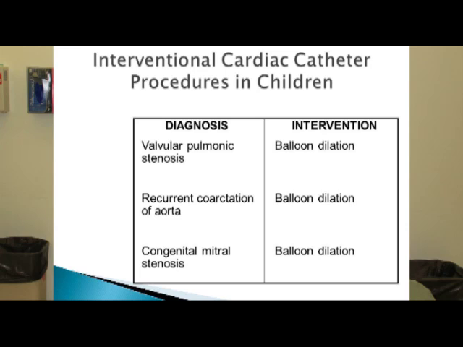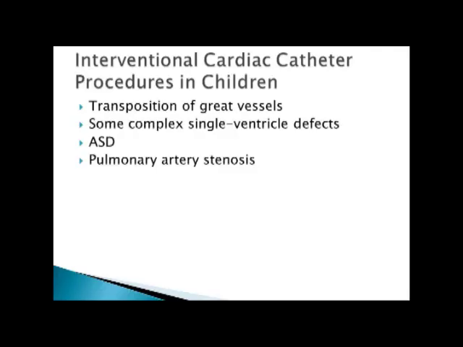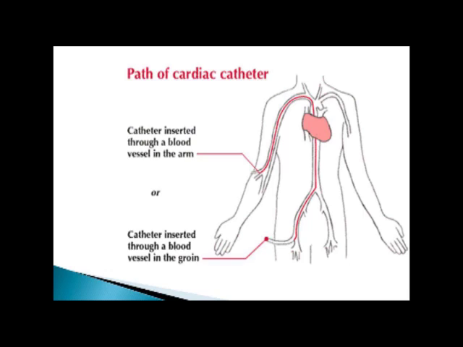The slide that's with your PowerPoint just talks about all the things that they can do with cardiac cath in children. They can diagnose stenosis of the valves, or coarctation of the aorta, or mitral stenosis. Those are some things that they can diagnose. With cardiac cath, they can also look at transposition of the great vessels. That's one of the things that they can look at and correct. And then sometimes some complex single defects like ventricular septal defects, or ASD, atrial septal defect, or maybe correct pulmonary artery stenosis. So what they do is they take this wire.